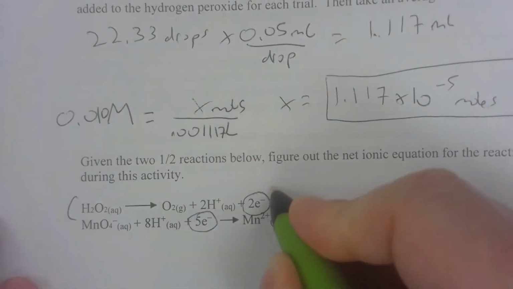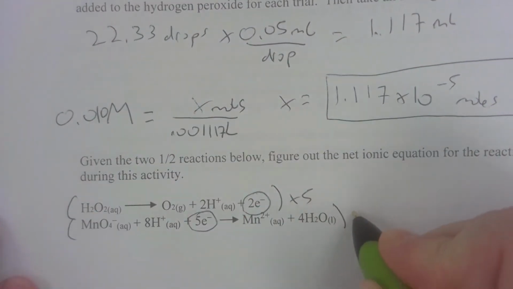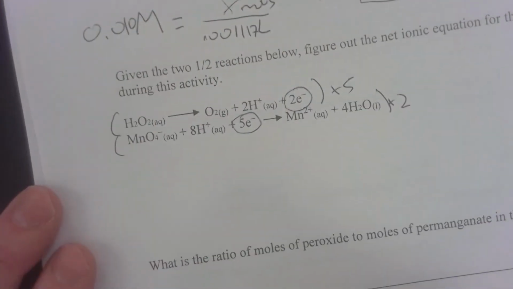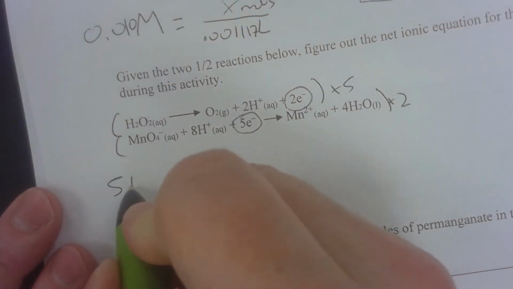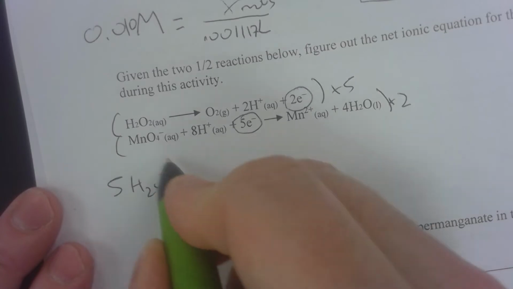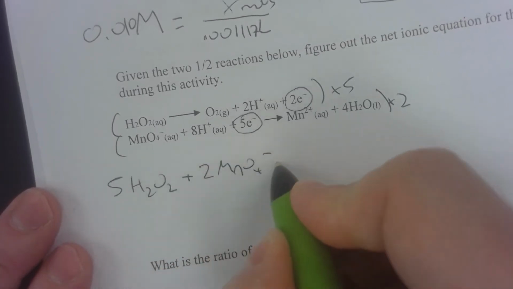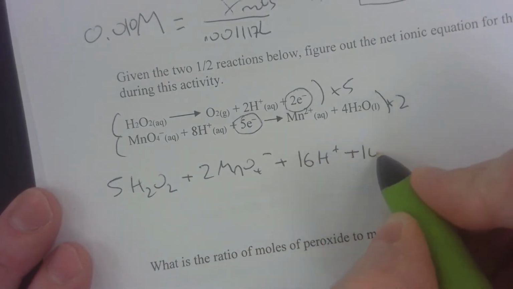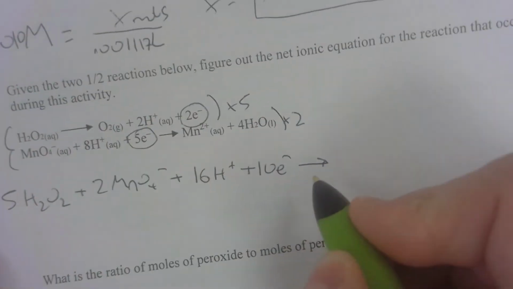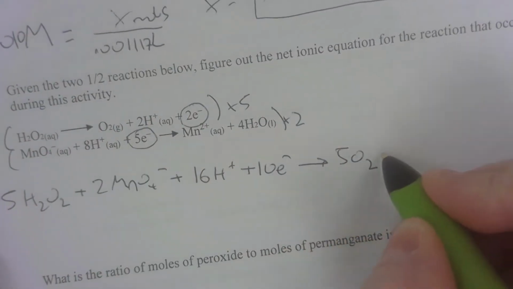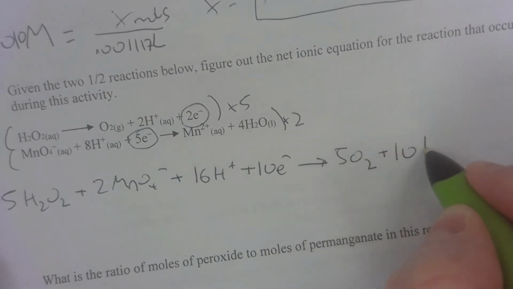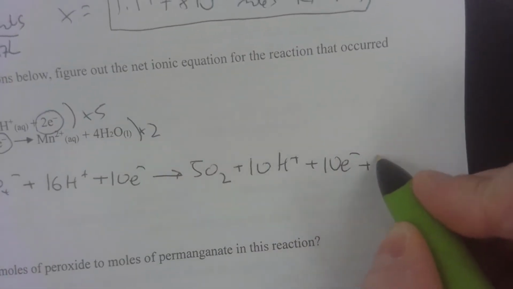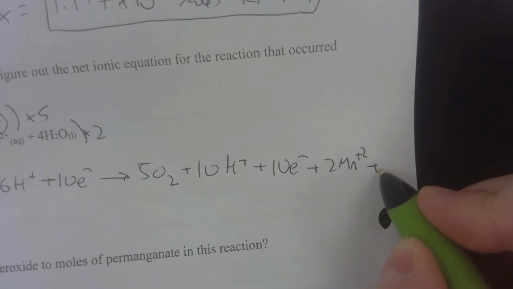That is impossible. But we know what to do because we've done this before. If I multiply everything here by 5 and everything here by 2, that will balance everything. So let's do that. And that will give me 5 H2O2 plus 2 MnO4 minus plus 16 H plus plus 10 electrons goes to 5 O2 plus 10 H plus plus 10 electrons plus 2 Mn plus 2, I am running out of room, plus 8 waters.